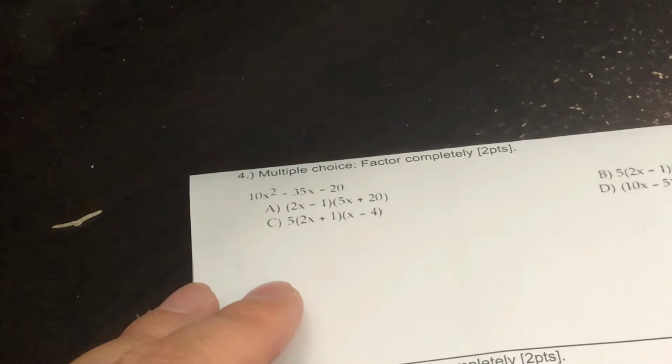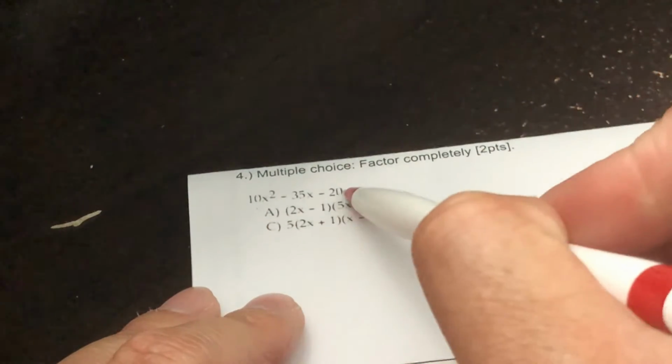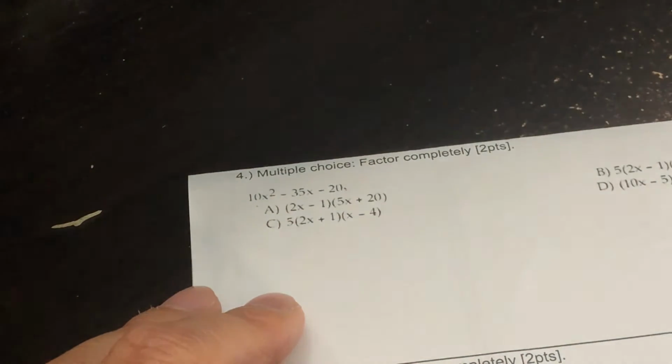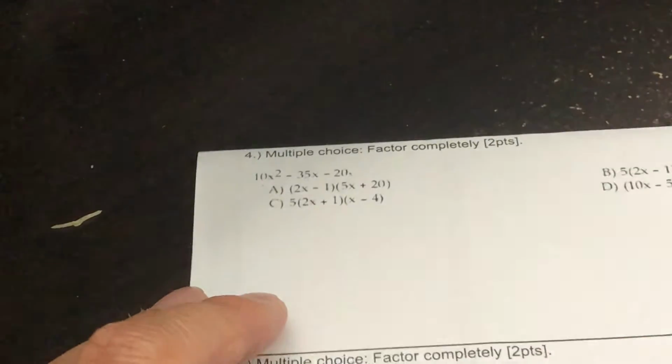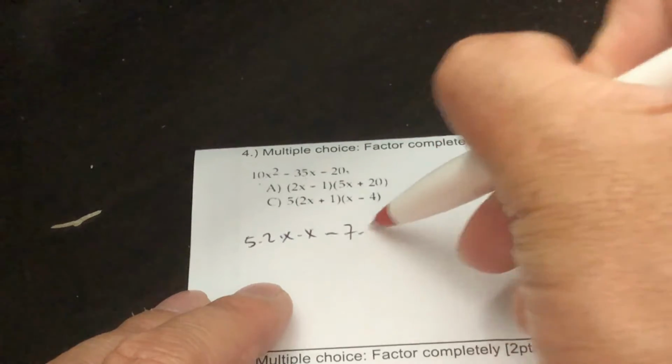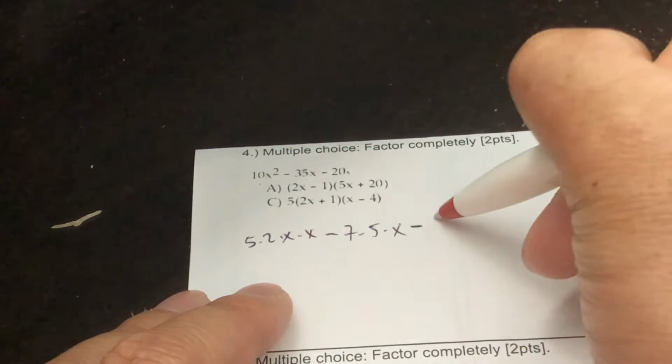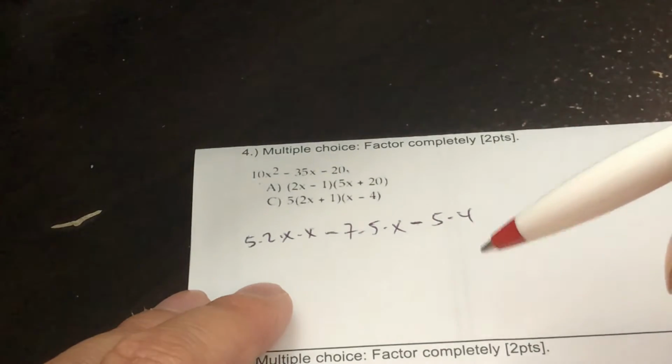Question number 4. Multiple choice, factor completely. So I have a 10, 35, and 20, and recognize that those are all multiples of 5. So what I'm going to do is that I'm guessing that that is my greatest common factor. Okay. So 5 times 2 times x squared, minus 7 times 5 times x, and then negative 20 would be 5 times 4.